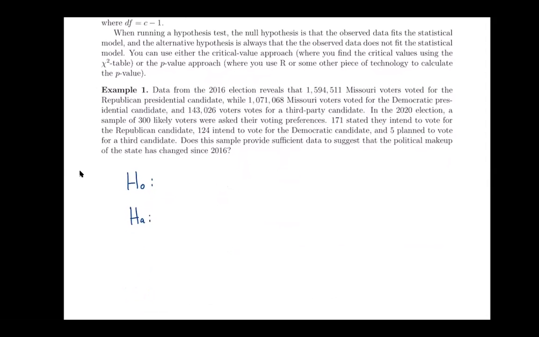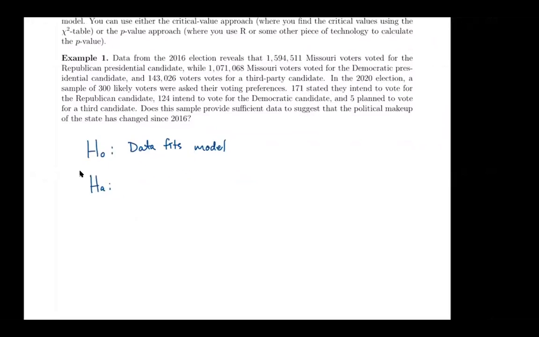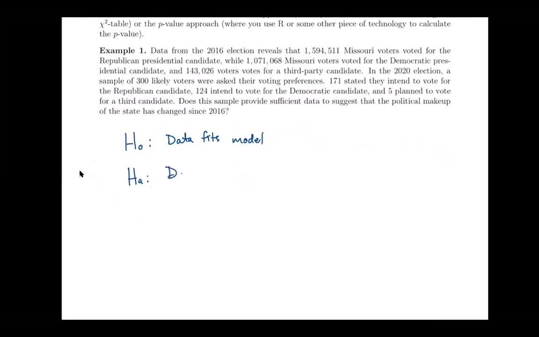So in our case, the null hypothesis is that the data fits the model. It's also true in every case. The alternative hypothesis then is that the data doesn't fit the model. What we have to do now is come up with the expected turnout using the 2016 numbers, compare that to the observed values of our sample, and that's how we'll calculate our chi-squared test statistic.